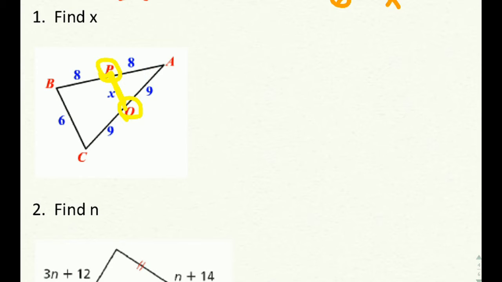Now the mid-segment, given that it's halfway up the line, it's also going to be half as long as the side it's parallel to. So you'll notice that this segment is parallel to the base of BC, so x is going to be half of 6, so x is going to equal 3.